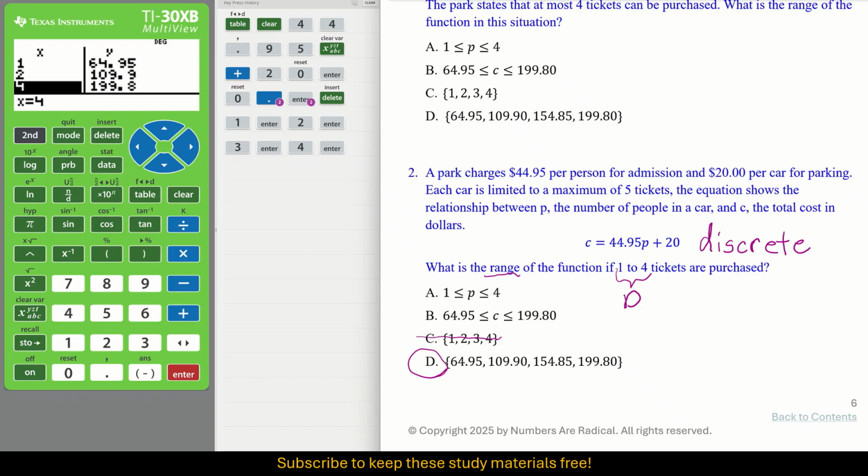We are dealing with discrete data. A and B refer to types of continuous. Okay, so that's why those options are incorrect. We have 4 total costs for 1 to 4 people coming into the park in a car.